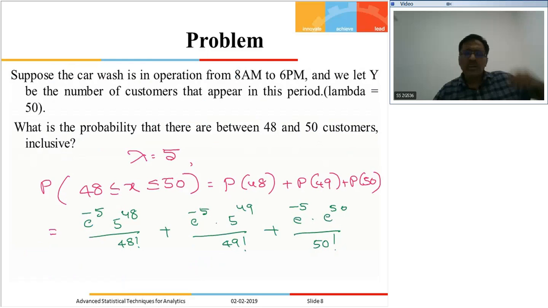Now, a similar kind of another random variable, where lambda is... I think this is again a typo here. This lambda equals 5 only. Car wash is not the same. Some random variable is given, lambda is given, and they asked us to find the probability that it lies between 48 and 50.